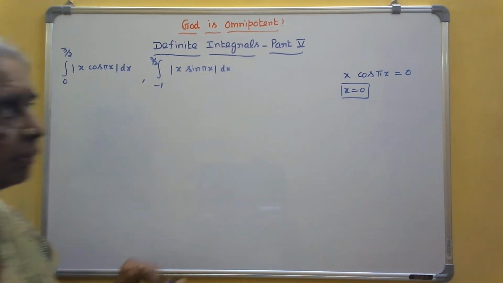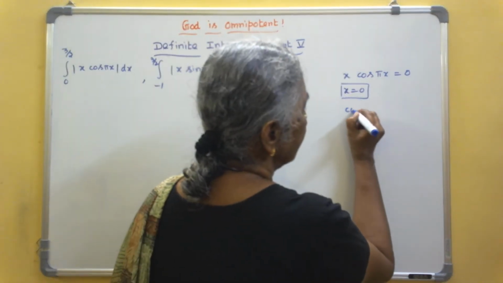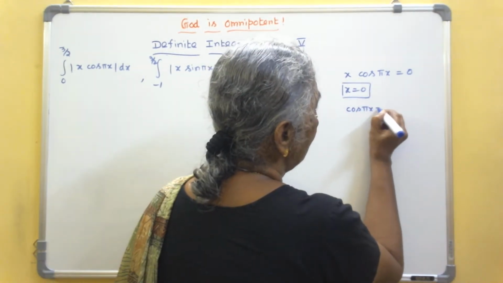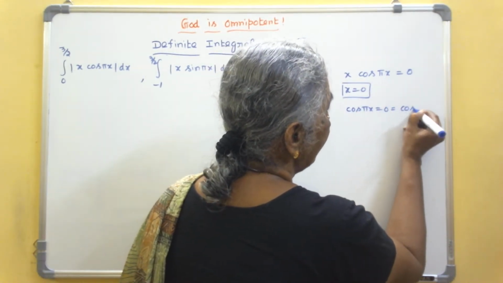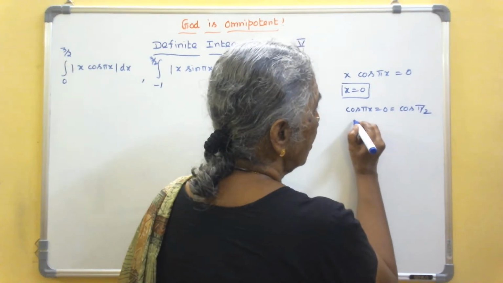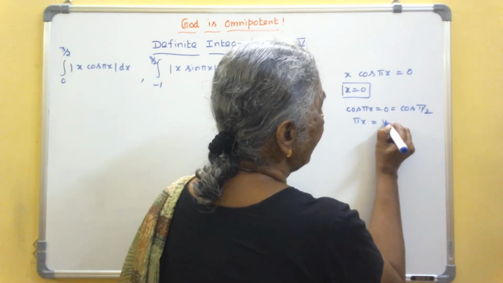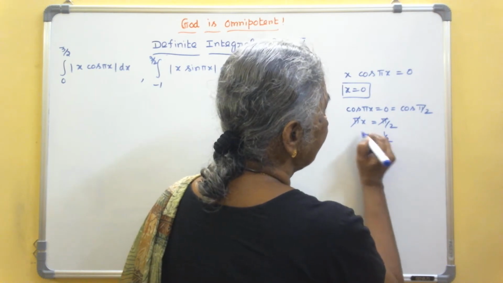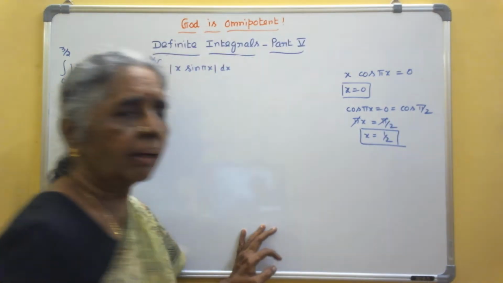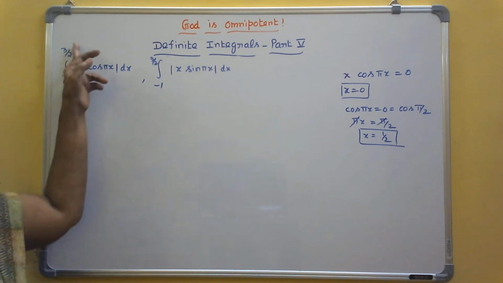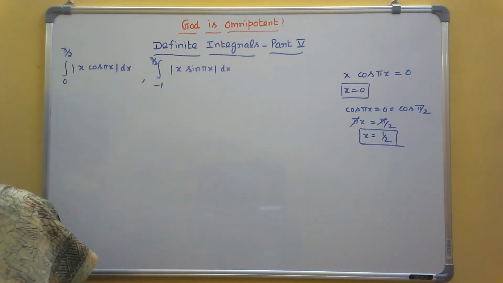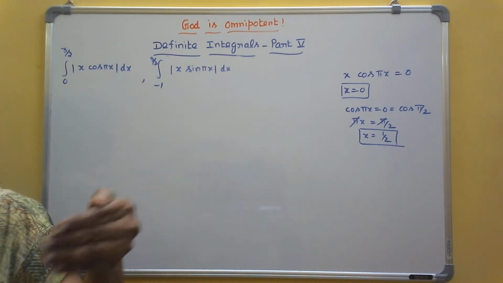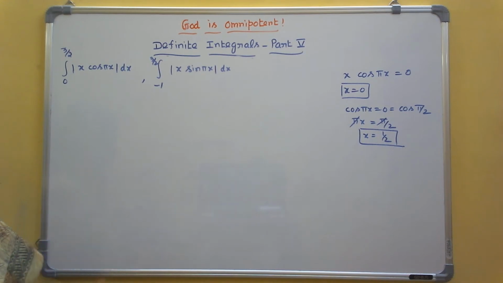Okay? Then the other possibility is cos pi x is equal to 0, which you can take as cos pi by 2. So pi x will be equal to pi by 2. Pi will go. You will get x is equal to 1 by 2. This value lies between that 0 to 3 by 2. Let us check the next one, whether it will come or not.